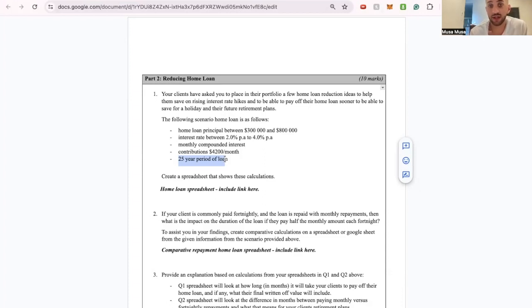But this question's telling you, pick a principal, pick a rate, and then once you've picked the principal and a rate, here's the monthly repayment which they've given you, and then you need it to be for 25 years.